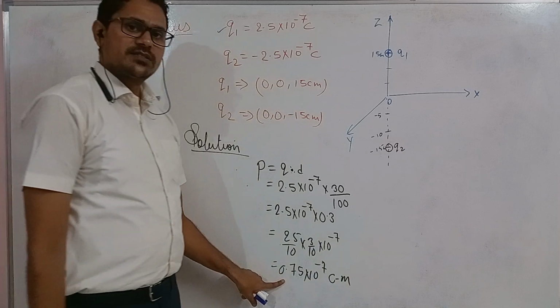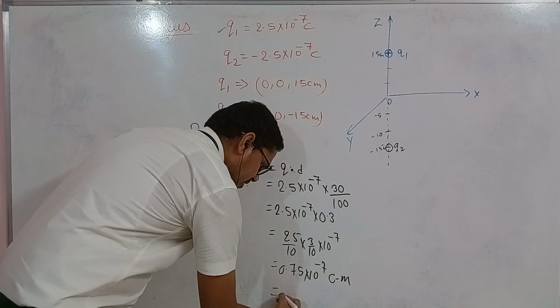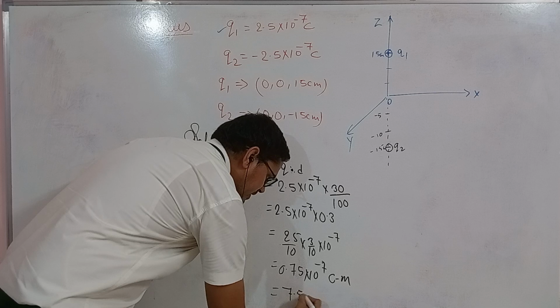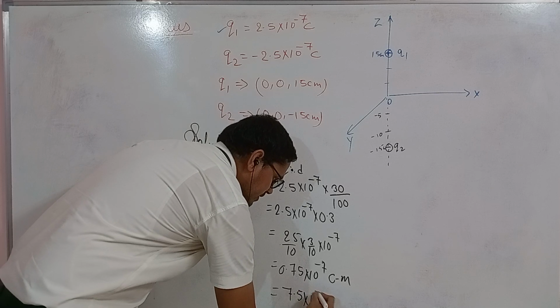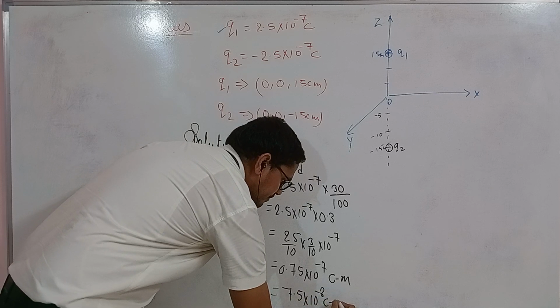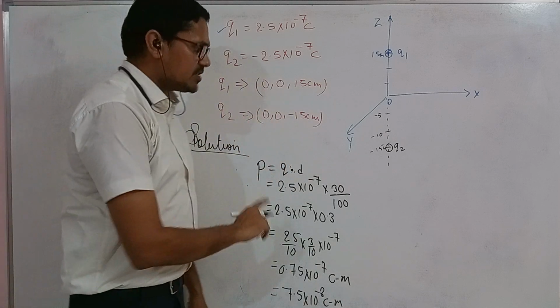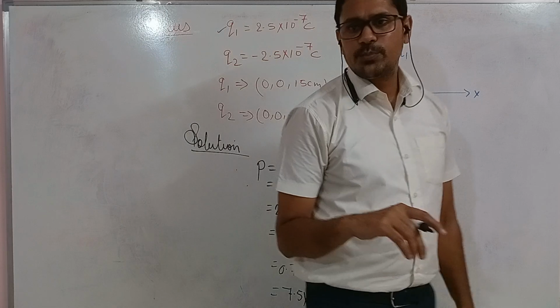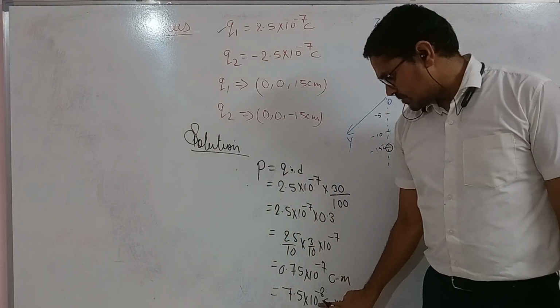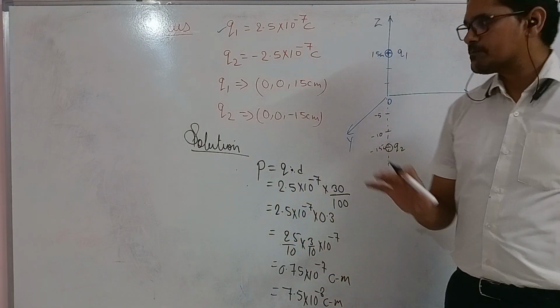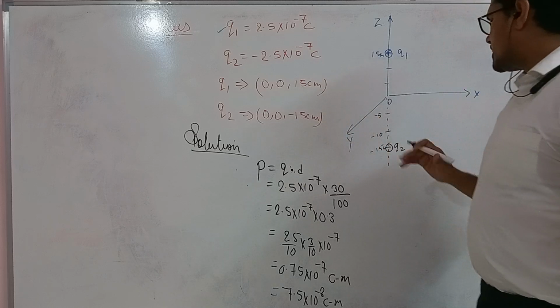Similarly, if you make it in standard form, we'll be getting 7.5 into 10 raised to the power minus 8 coulomb meter. This is the answer we have. Fine. The magnitude of dipole moment is equal to 7.5 into 10 raised to the power minus 8 coulomb meter. Let's talk about the direction as well.